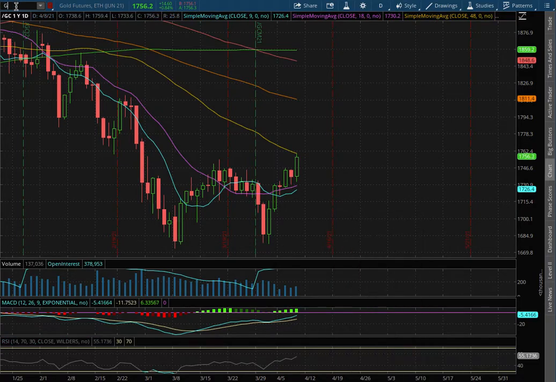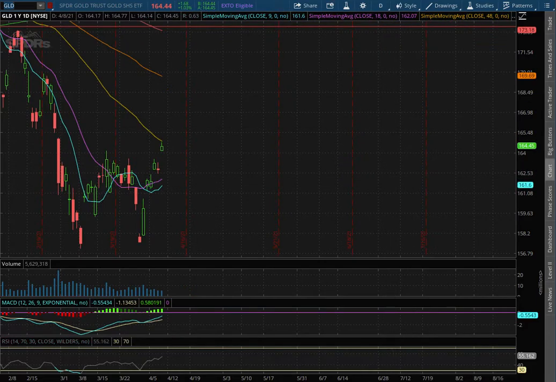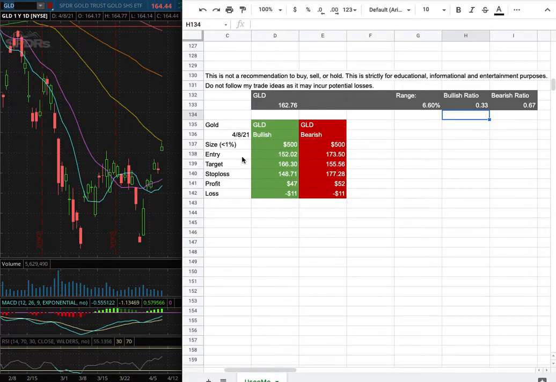As for the trade idea of the week, I'll be trading GLD, and my position size for it is less than 1% of my portfolio. My long entry is at $152.02. My sell target is at $166.30, and my stop loss is at $148.71.